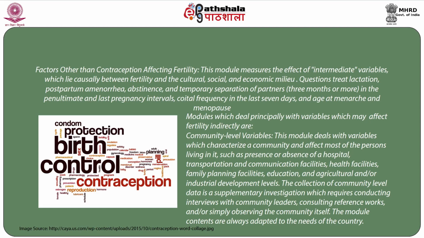Modules which deal principally with variables which may affect fertility indirectly are: Community level variables. This module deals with variables which characterize a community and affect most of the persons living in it, such as presence or absence of a hospital, transportation and communication facilities, health facilities, family planning facilities, education and agriculture and or industrial development levels. The collection of community level data is a supplementary investigation which requires conducting interviews with community leaders, consulting reference works and or simply observing the community itself. The module contents are always adapted to the needs of the country.